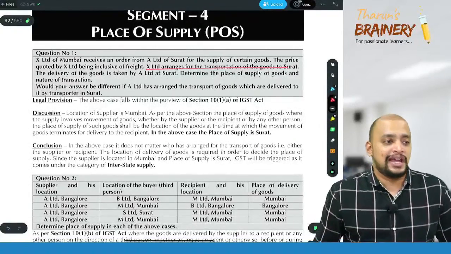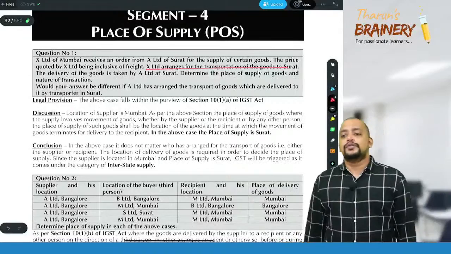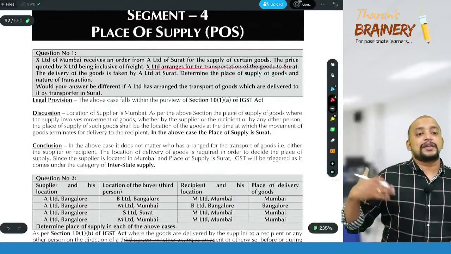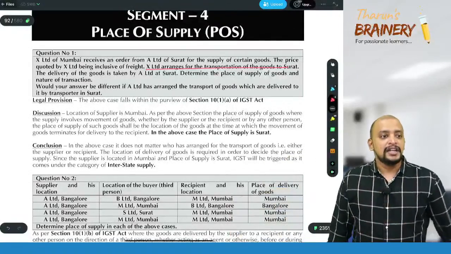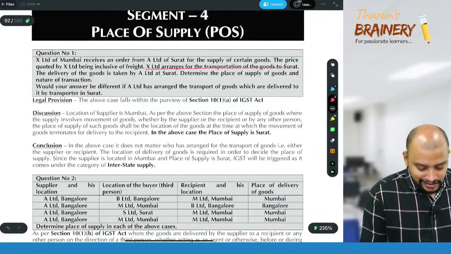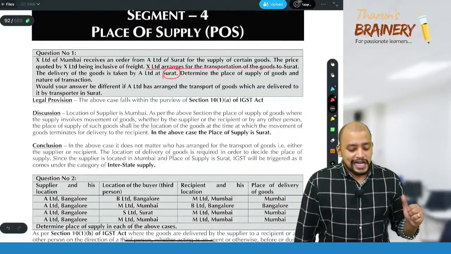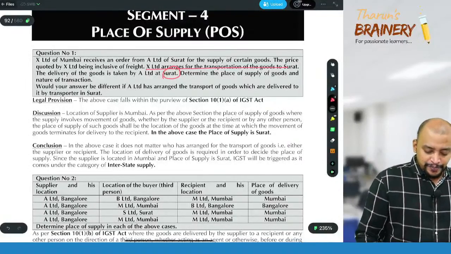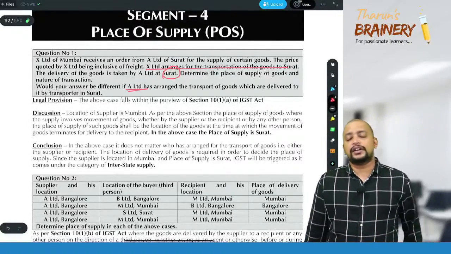Section 10(1)(a), ending point will be taken as a place of supply. So location of goods, the terminating point, the location where the goods are terminated for delivery, that is ending point, which is nothing but Surat, that will be taken as the place of supply. If the transportation is arranged by A Limited also, that is recipient has arranged the transportation.